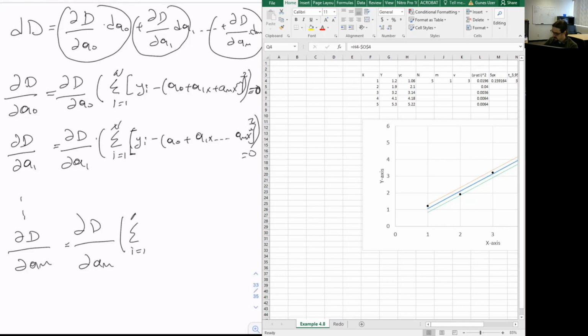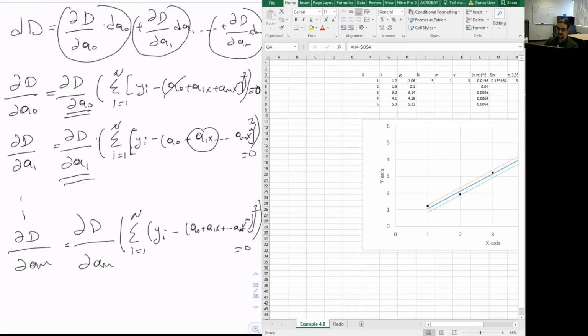Sum from i equal 1 to n of yi minus (a0 plus a1x plus all the way to am times x^m) squared, right? And that's going to be 0, and so on and so forth. Each time you're going to take the derivative with respect to a different coefficient. For example, in this one, this is going to go away, and in this one, everything but this term is going to go away, and so on and so forth, right?